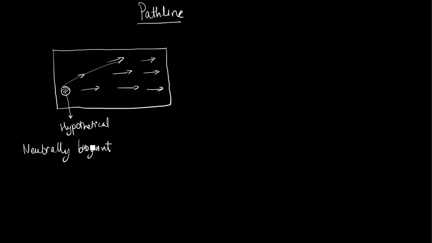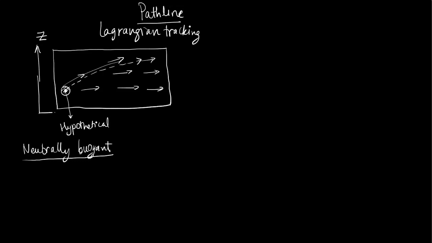So neutrally buoyant particle means a particle which is not affected by the difference in density between the fluid and the particle, and we will track the motion of the particle as it goes through the flow. So this is a Lagrangian tracking technique. Why does the particle need to be neutrally buoyant? So suppose the flow is happening like this, and this is the z direction and this is the x direction. So gravity acts along negative z direction.